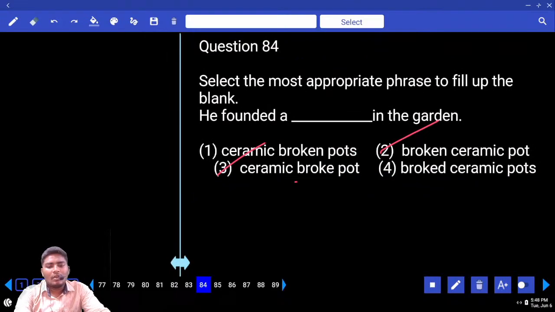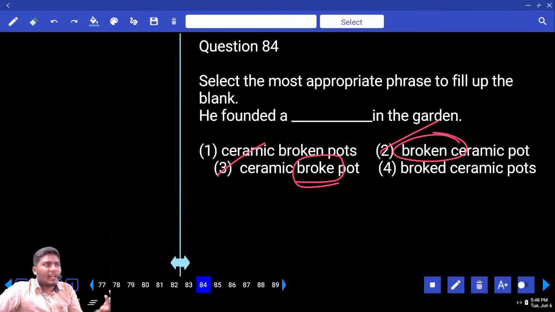Tell me your answer. Broke part or broken part? Do you have broke egg or broken egg? Broken egg. Boiled egg or boiled egg? Broken heart or broke heart?